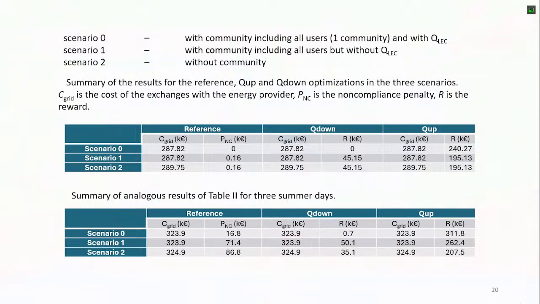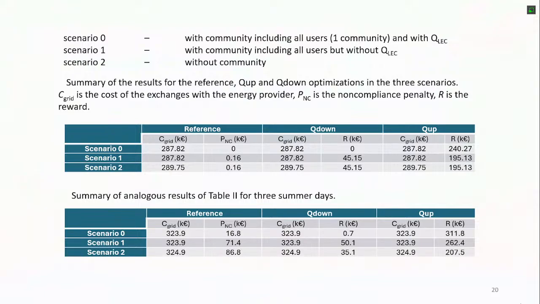But there is a clear indication for the penalty, because the penalties are 0 when you allow QLEC, and without QLEC there are penalties, as in scenario 2. Obviously, in scenario 2, without community, the cost for consumption is larger than in the other cases. And these are for reference.